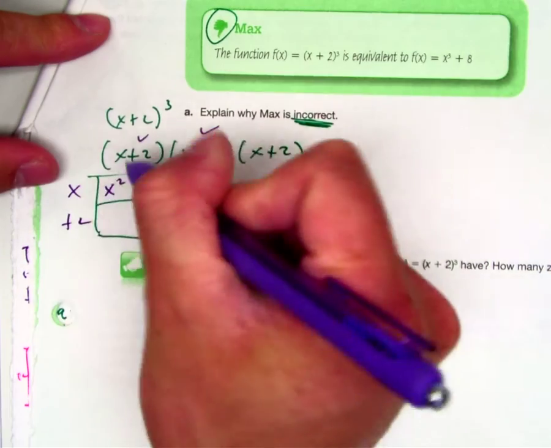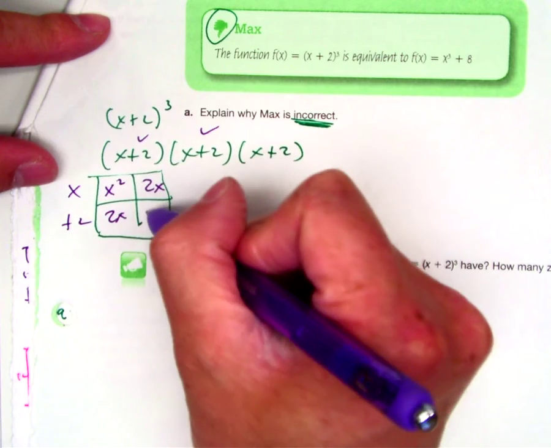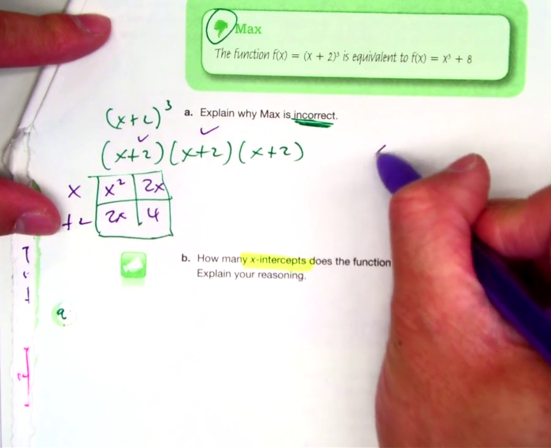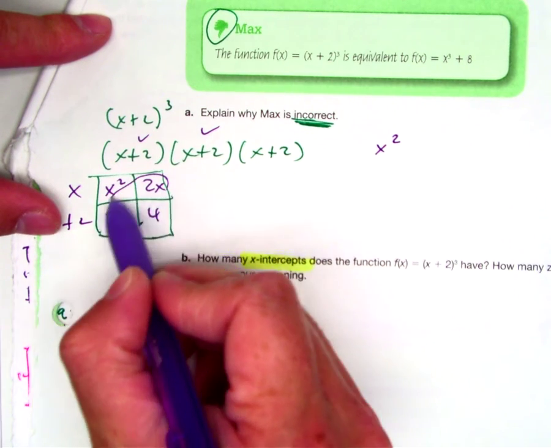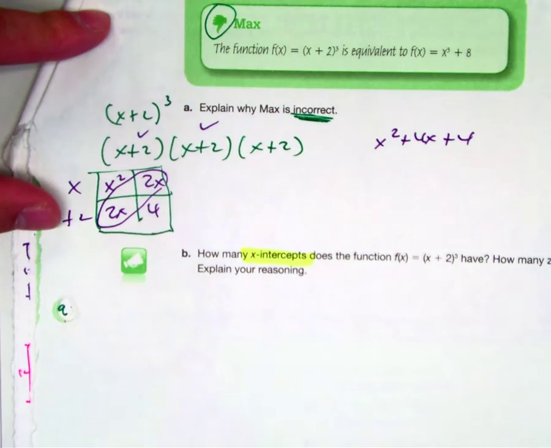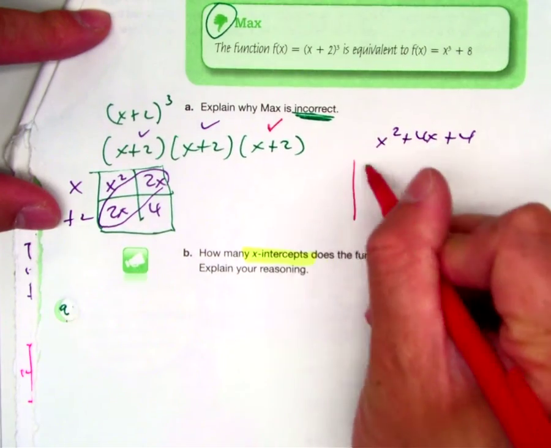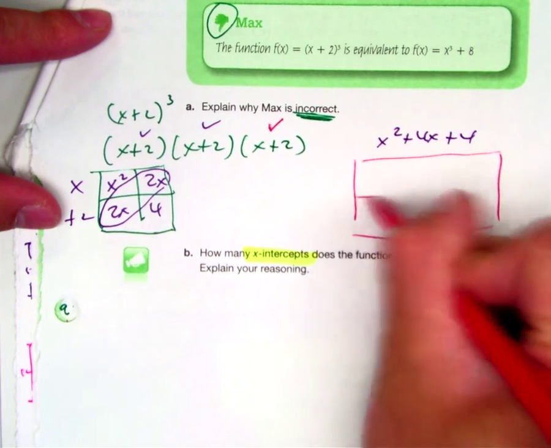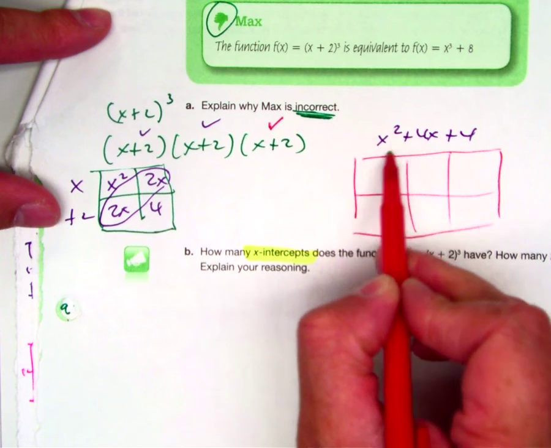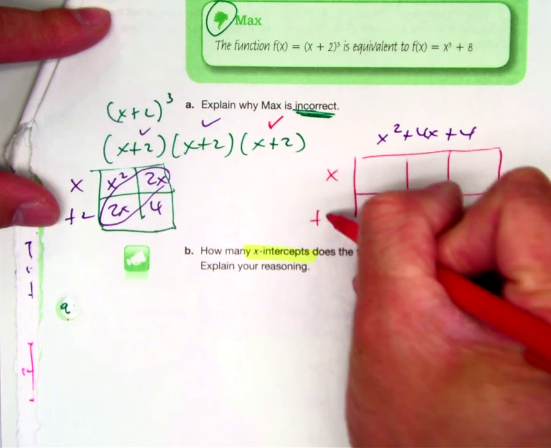I have x squared, 2x, 2x, and 4. And then when I combine like terms, I'm going to get something like x squared, these are like terms, plus 4x plus 4. And now I'm going to do this third binomial. And again, the reason why I'm drawing 3 boxes going across is 1 box per term. So 1, 2, and 3. Then I have x plus 2.